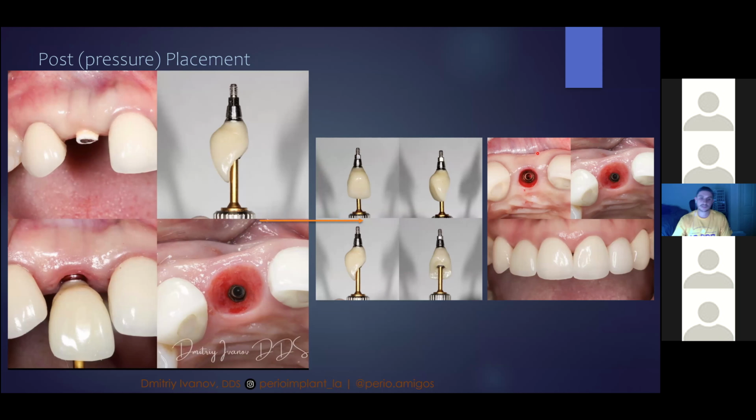So the difference between this step and this step is only 4 weeks, right? So we moved from here to here in about 4 weeks. And I think this was 3 months after the implant was placed. So we waited like a month or 6 weeks.